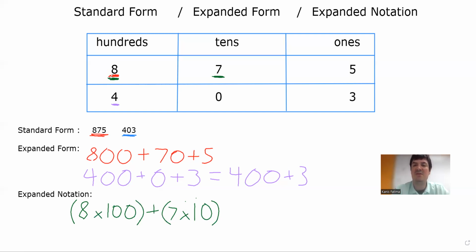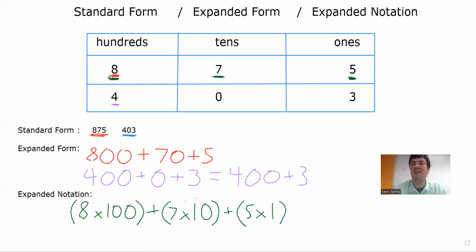My last digit is 5. So again, I'm going to add parentheses. Now again, 5 is in the ones column. So I'm going to take my digit 5, and this time I'm going to multiply by 1, close parentheses. Again, 5 ones is the same as 5 times 1. So the number 875 in expanded notation is parentheses 8 times 100 plus parentheses 7 times 10 plus parentheses 5 times 1.